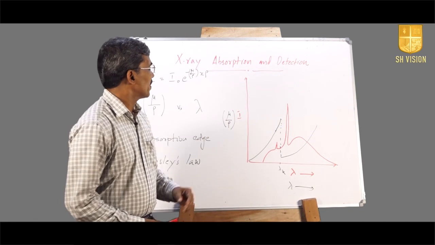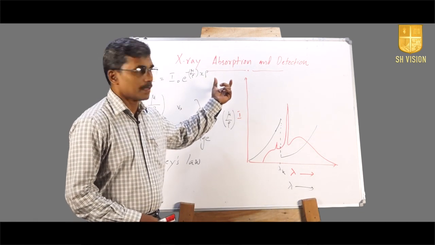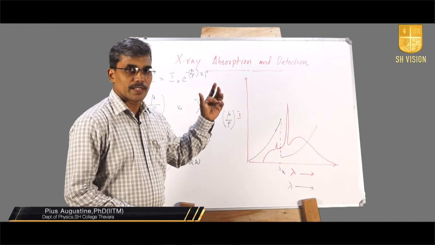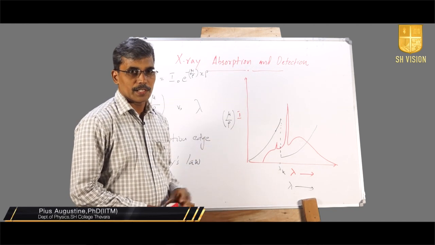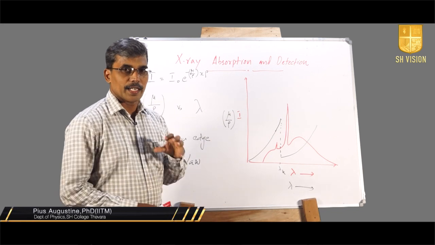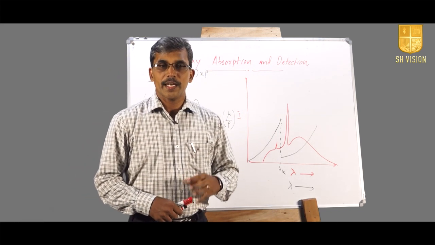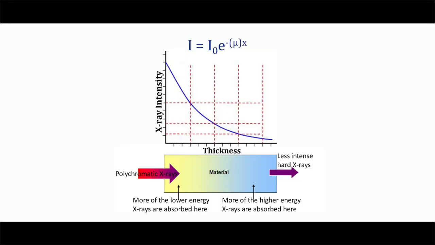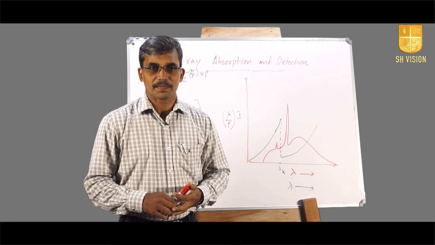So today's lecture we will have discussion on X-ray absorption and detection of X-rays. In the previous lecture we had started with X-ray absorption and we had seen that when X-ray is passing through a material, X-ray will interact with matter and X-ray will be absorbed. That absorption was governed by the expression I = I0 e^(-(μ/ρ)ρx), where μ/ρ is called the mass absorption coefficient, which is a constant independent of the physical state of the system.